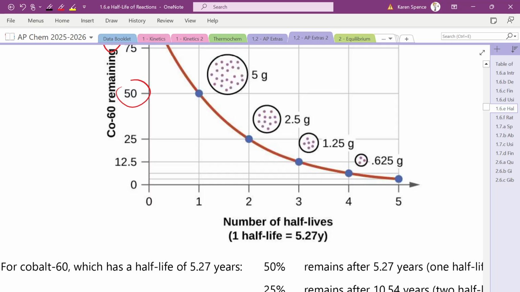And the half-life of cobalt-60 is 5.27 years. That means that T1 half is 5.27 years.